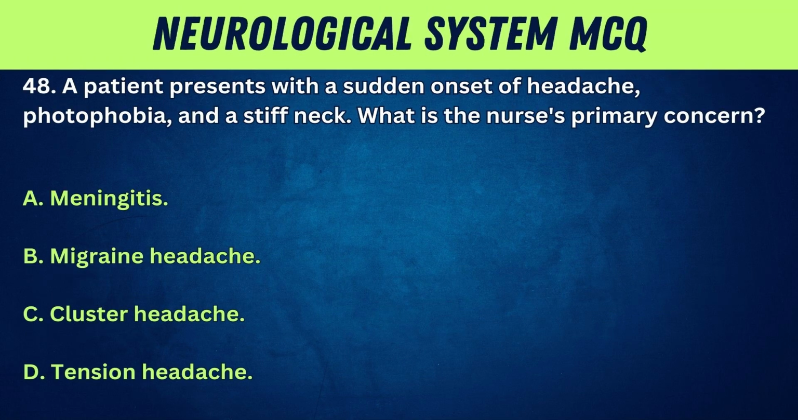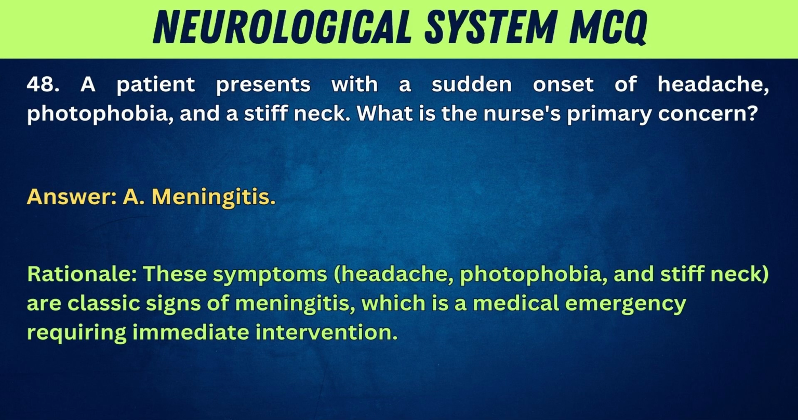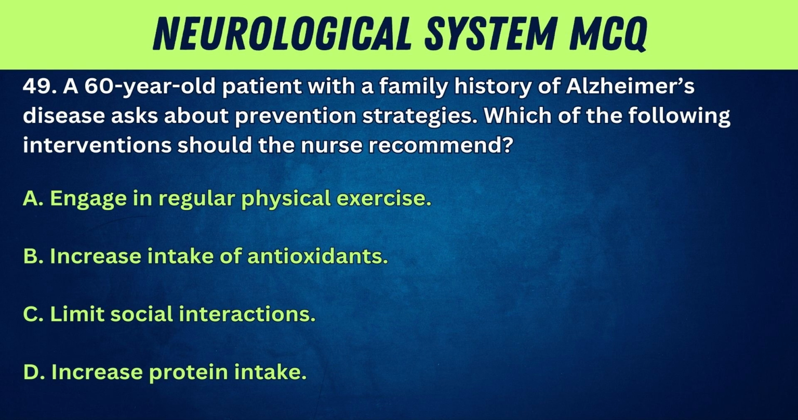48. A patient presents with a sudden onset of headache, photophobia, and a stiff neck. What is the nurse's primary concern? A. Meningitis. B. Migraine headache. C. Cluster headache. D. Tension headache. Answer: A. Meningitis. Rationale: these symptoms, headache, photophobia, and stiff neck, are classic signs of meningitis, which is a medical emergency requiring immediate intervention.